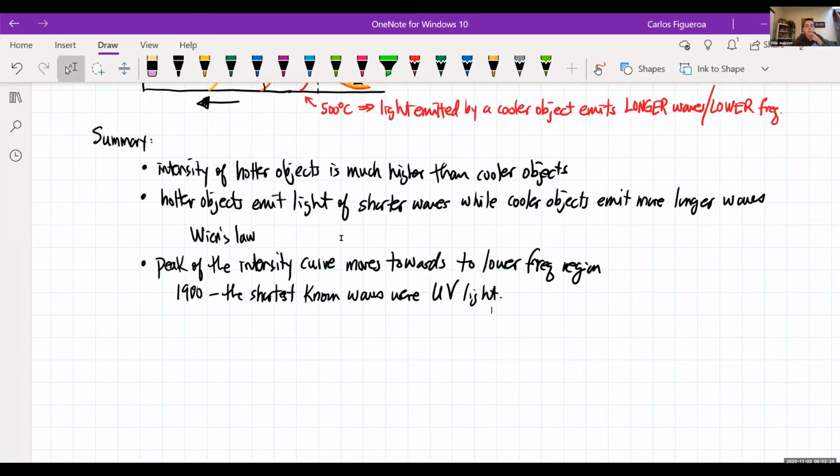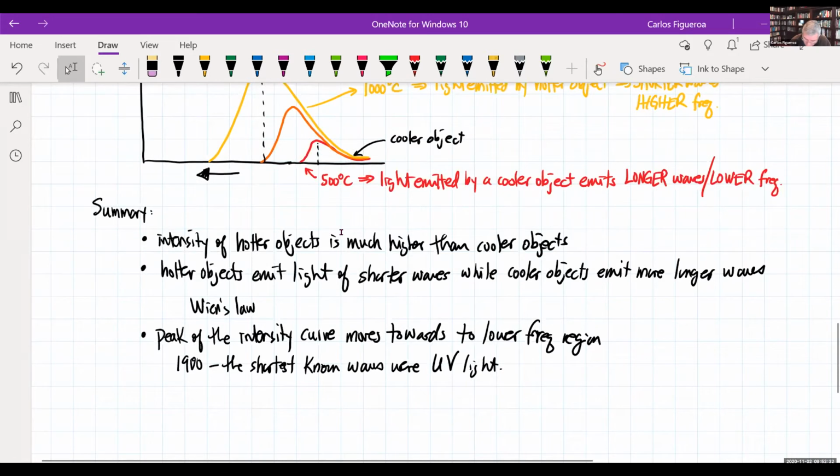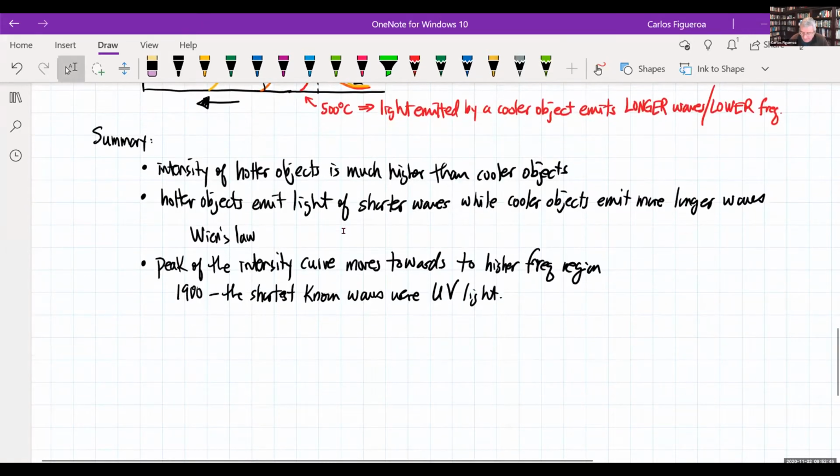Hey, Carlos, when you said the peak of the intensity curve moves towards the lower frequency region, if it's moving to the left, is that... Did I say lower frequencies? Oh, it should say higher frequency. Thank you for the correction. Yeah, I'm thinking frequency and trying to translate into wavelength. Physics at the upper levels does it in frequency. At this level, everybody does it in wavelength, which is driving me nuts. But I'll handle it.